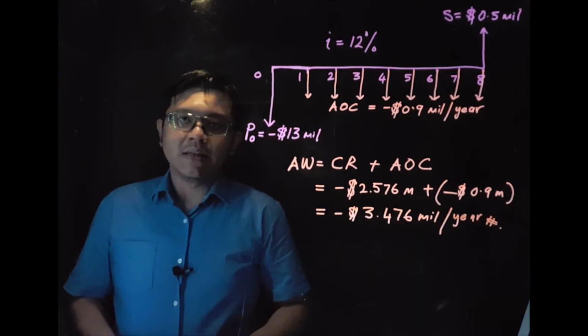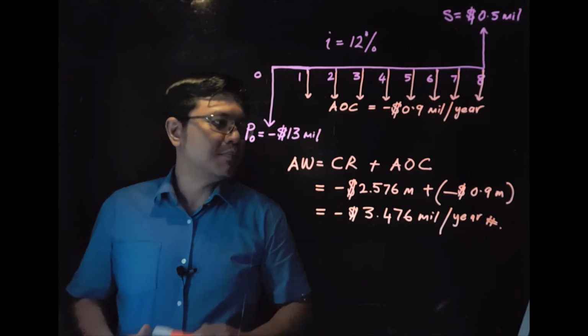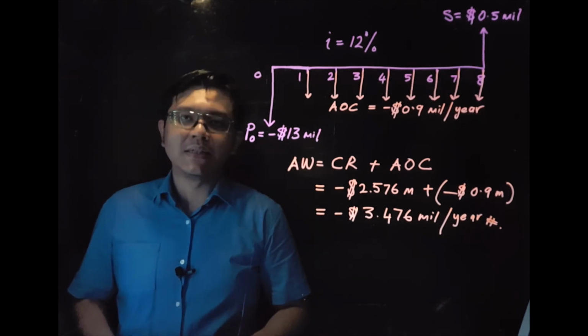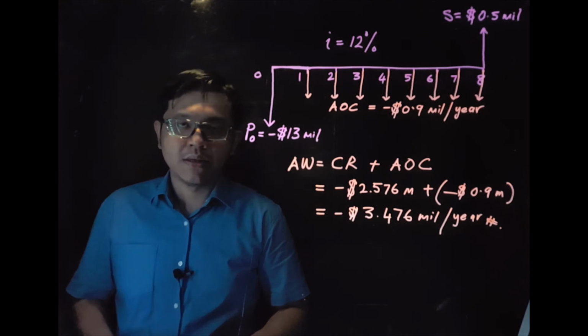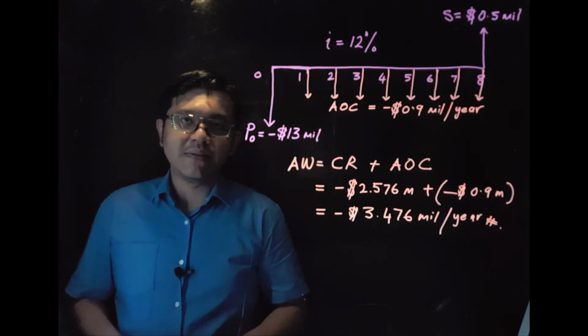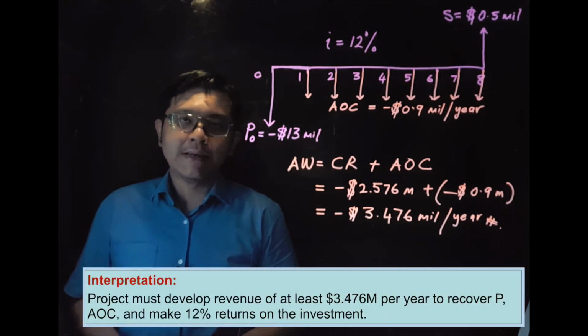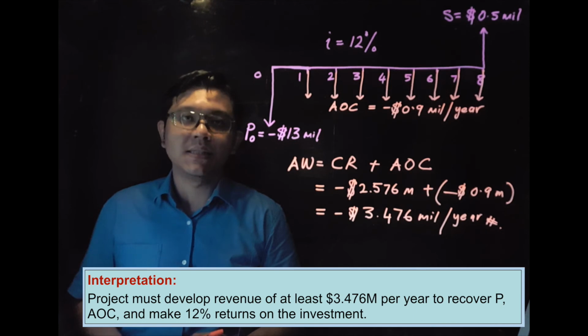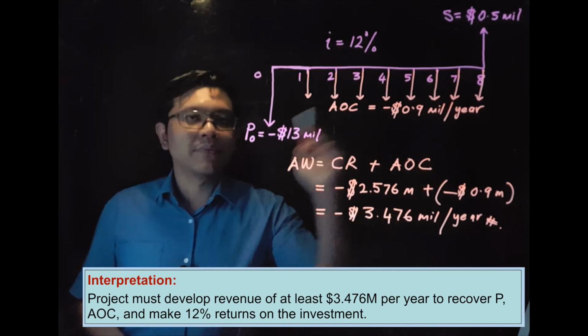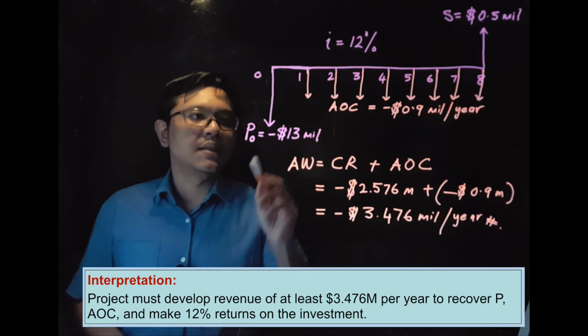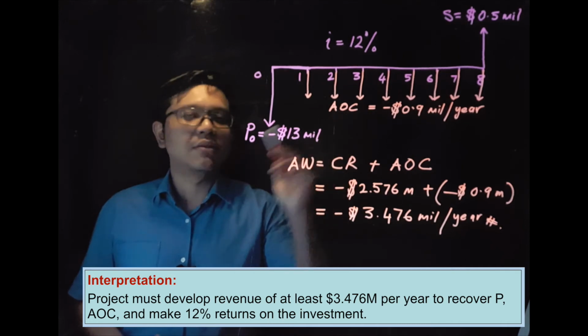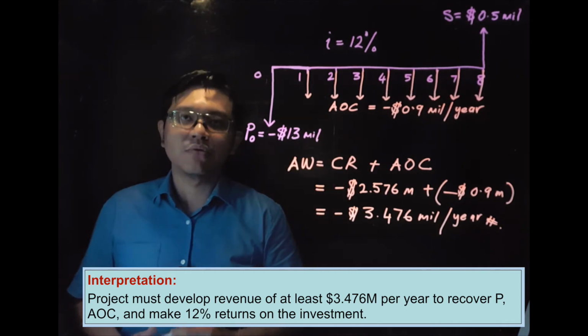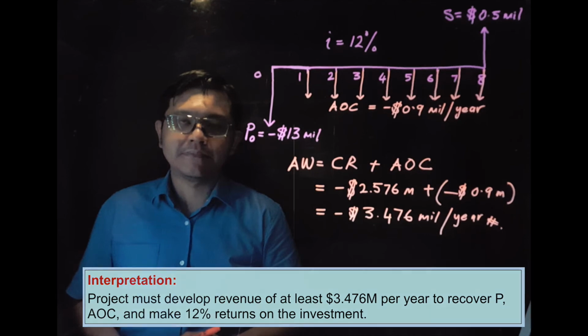So we find that the annual worth of this project is equal to negative $3.476 million per year. The interpretation of this figure is that this project must earn an annual revenue of at least $3.476 million per year for 8 years to recover its initial investment and the annual operating cost and make a 12% rate of return.